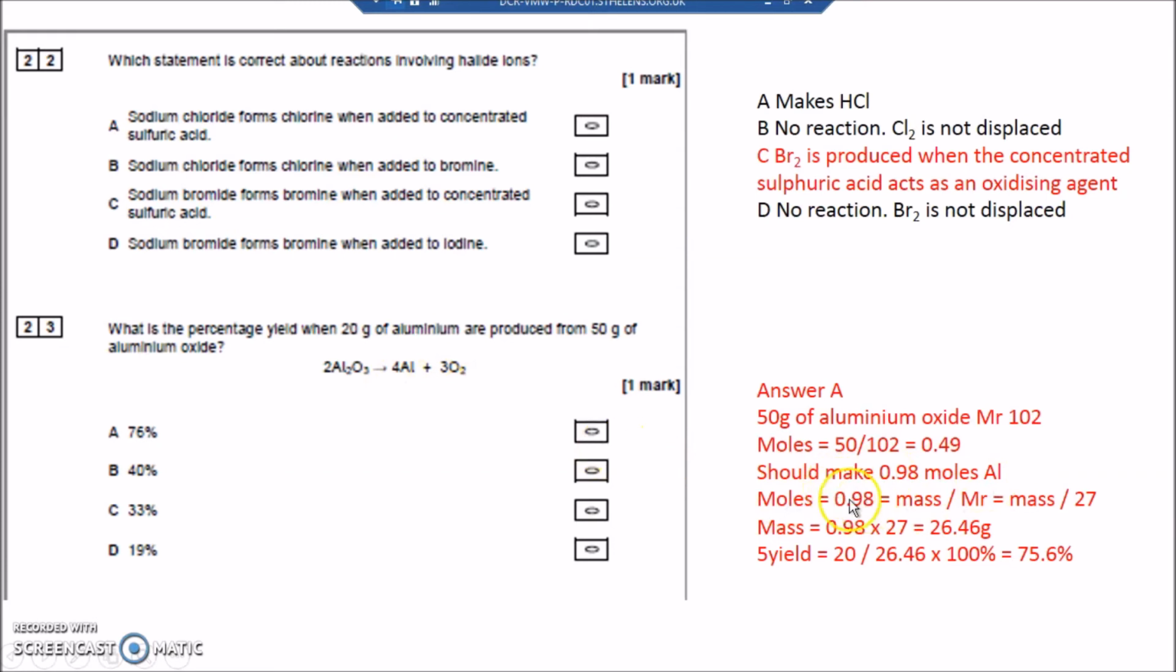I'm going to turn that into grams, so moles is mass divided by Mr, so 0.98 moles of aluminium is the mass divided by the Mr of aluminium, which is 27. 0.98 times 27, I'm going to make 26.46 grams of aluminium. That's my theoretical yield, that's what I should make. So my percentage yield is 20, that's what I did make, divided by my theoretical yield, 26.46, multiplied by 100%, 75.6%, 76% if you round it up. The answer is A.